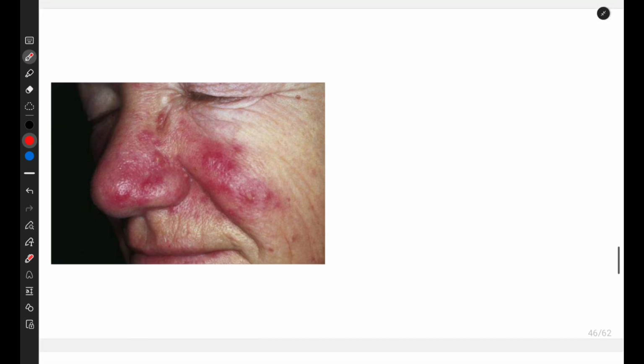Then coming to rosacea. This one looks somewhat similar to SLE. It appears like a malar rash, so this will be confused with SLE, but there are many types of rosacea. The most common is erythematotelangiectatic rosacea, in which there will be a red face.